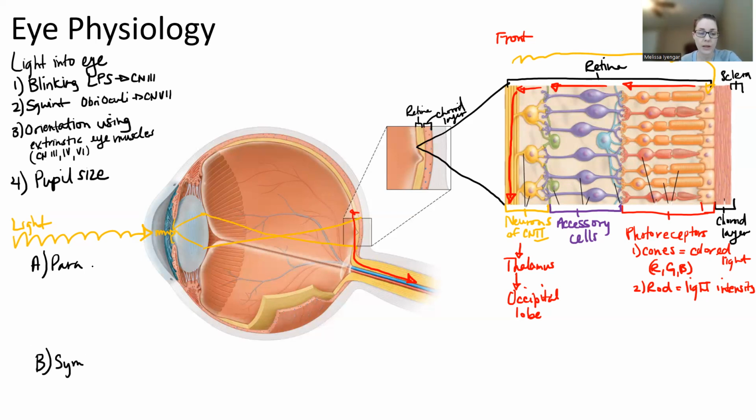And what you want to think about is when you're in parasympathetic, you want to go through rest and digest. So you want your pupil to be smaller because you're trying to go to sleep. In sympathetic, we want our pupil to be much bigger because we're under stress. So we're going to need more light in case we need to fight something off or run away. Okay. Now, pupil size is based on the iris.